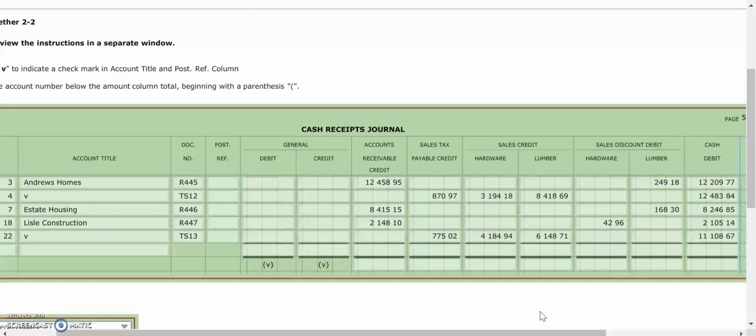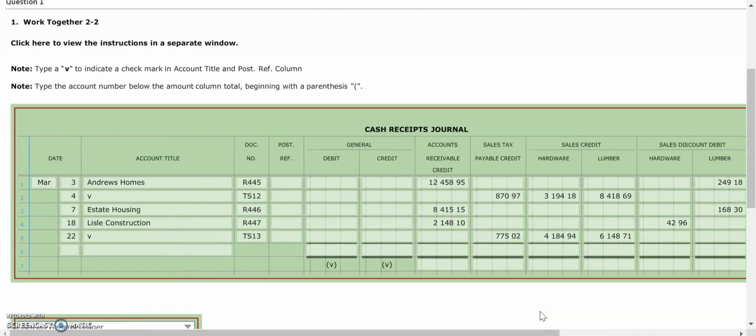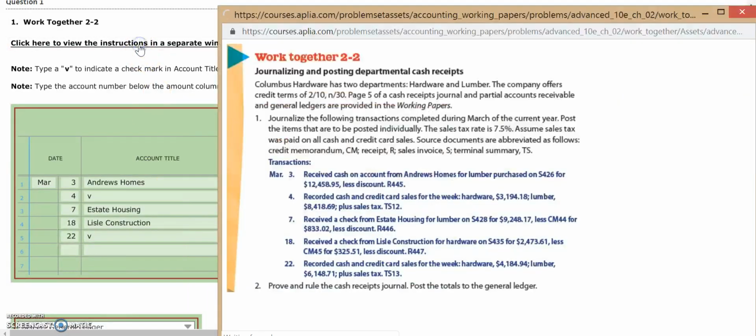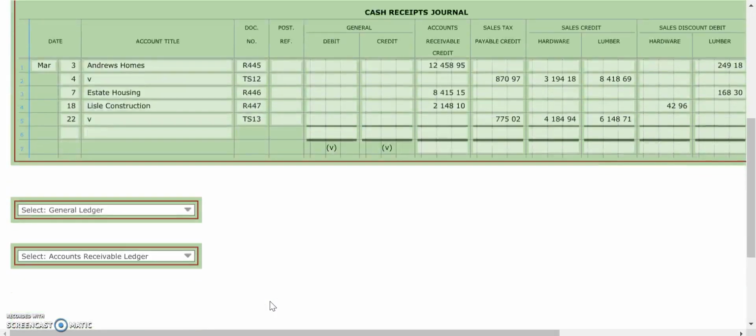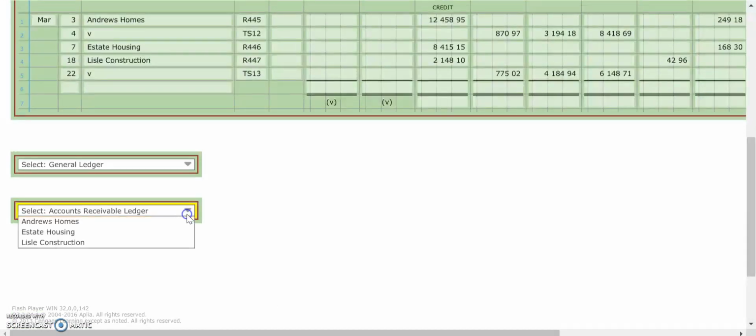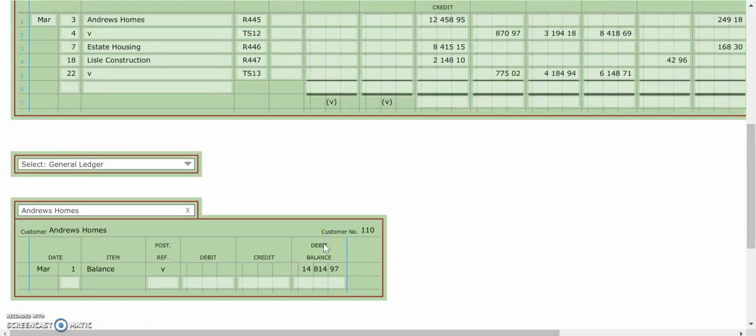All good there. So next up, what they recommended that we do if we follow the instructions, and I can't stress enough how important it is to follow the instructions in the correct order. So they tell us that after we've journalized the transactions, we want to post the items that are to be posted individually. So that means that we're going to start with Andrew's Homes and post the amounts that need to be posted individually. So I'm going to open up my accounts receivable ledger and go to Andrew's Homes.